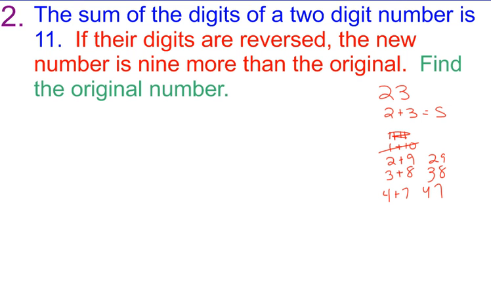Then it says if their digits are reversed, the new number is 9 more than the original. So if I reverse these digits, look at this, 92. Is that 9 more than the original? Well, no. That's way more than the original, right? I can see that it's not 9. So that's out. If I reverse these digits, 83, is that 9 more?